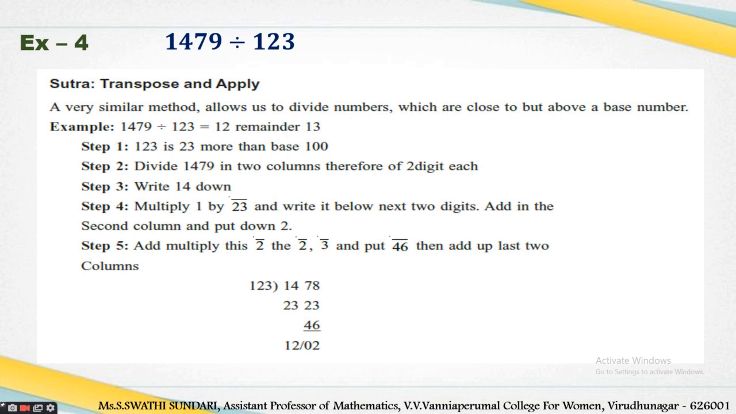Next we write down the number 14 as shown in this slide, and in step 4 we multiply that number 1 by 23 and write it below next to the 2 digits. Add in the second column and put down 2. In step 5, multiply this 2 by 23 and put 46, then add up the last two columns. So we get 12 as the quotient.